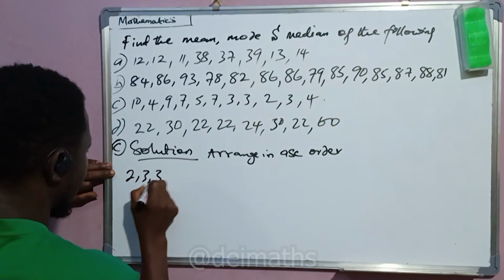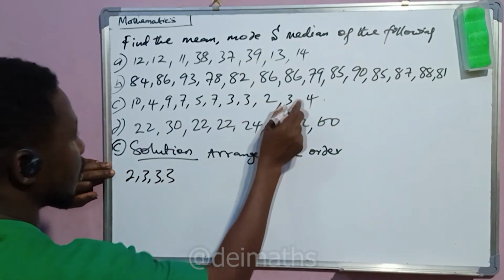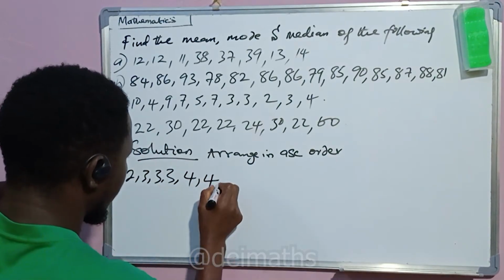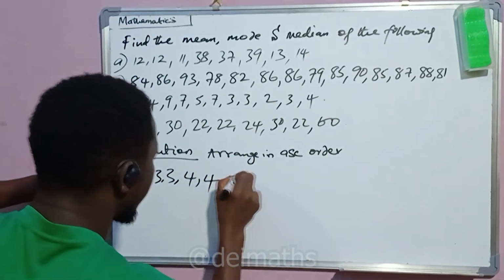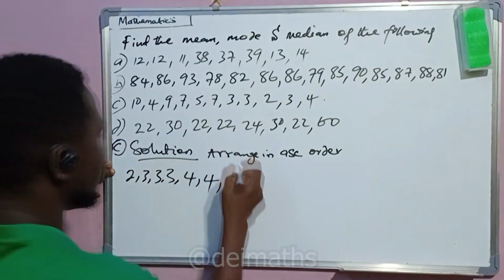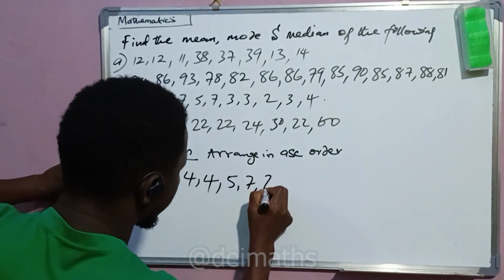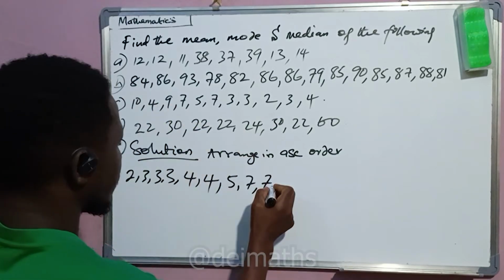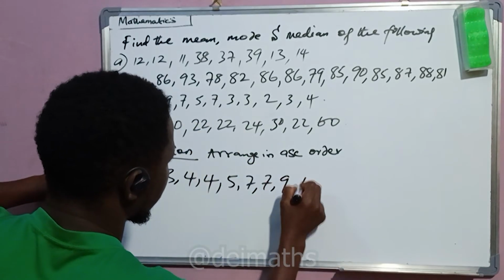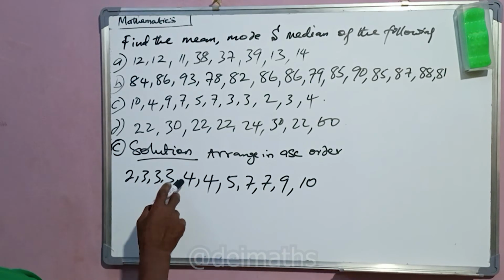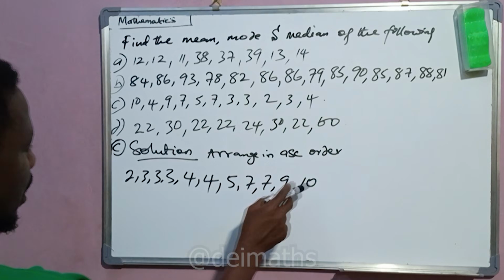3, 3, 3, 4, 4, 5, 7, 7, 9, 10. So we have our numbers arranged in ascending order, and the quantity is 1, 2, 3, 4, 5, 6, 7, 8, 9, 10, 11.